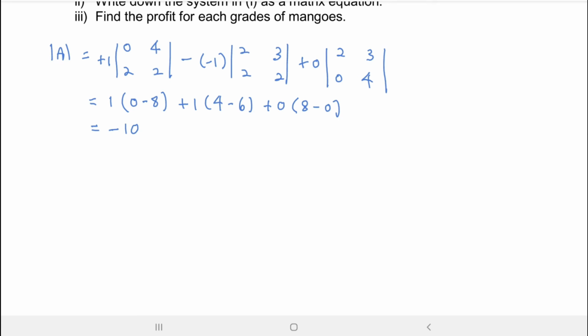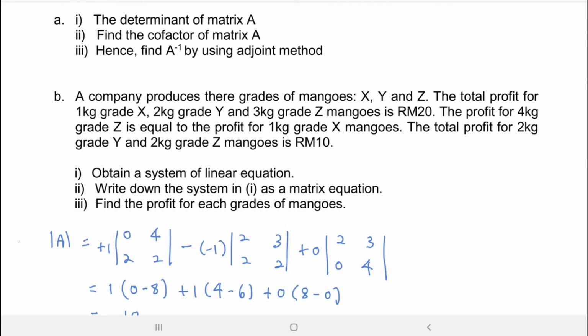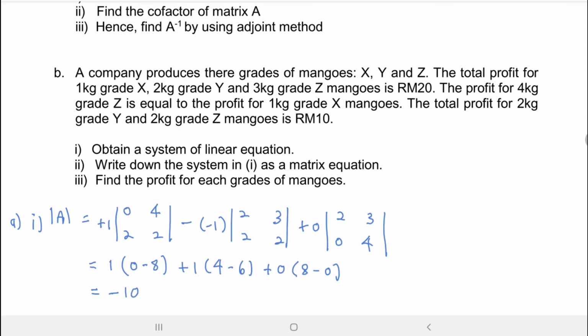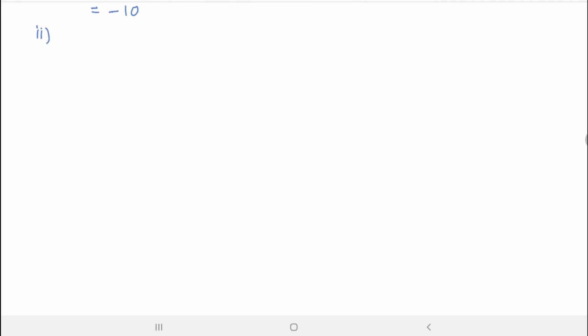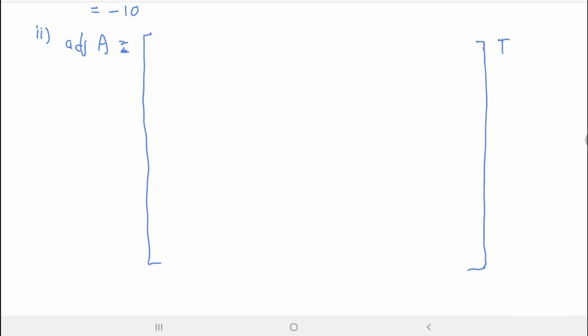Then the question asks for the cofactor of matrix A. The cofactor of matrix A, or adjoint of A. For the first row: plus 0, 4, 2, 2, negative 1, 4, 0, 2, plus negative 1, 0, 0, 2.